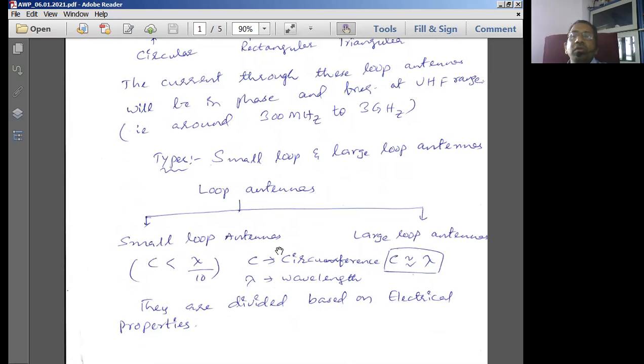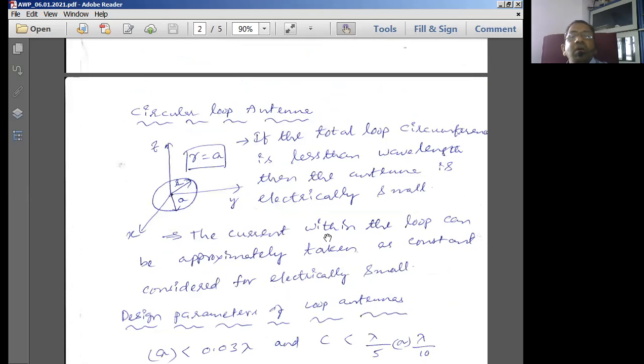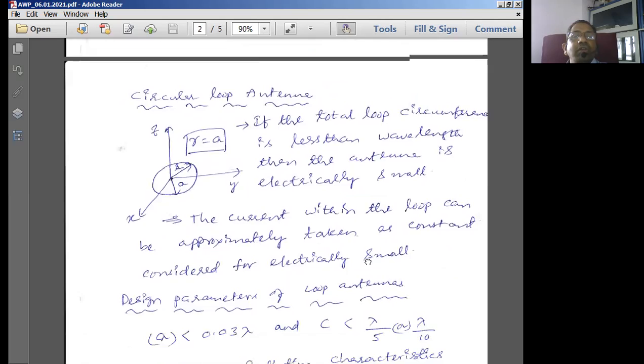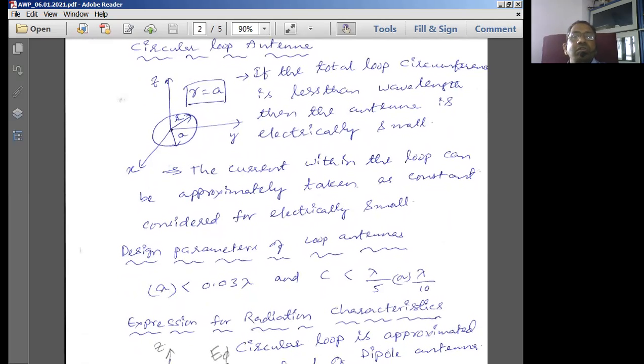If the circumference is less than lambda by 10, or generally less than lambda, I may take lambda by 10, lambda by 4, whatever it is, then it comes under the small loop antennas. If the circumference of the antenna is comparable to the wavelength of the wave that we are propagating, then it is known as a large loop antenna. These two are divided based on the electrical properties of the two antennas. Now let us look into the basic loop antenna construction on the coordinate system.